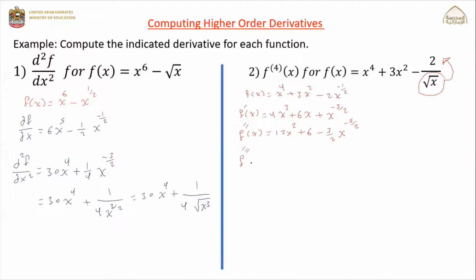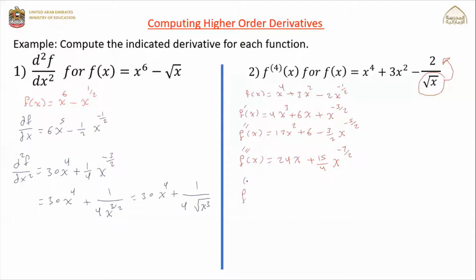What about the third derivative? 12x squared gives me 24x. The derivative of 6 is 0. Here, -5 over 2 times -3 over 2 will be 15 over 4. x to the power -5 over 2 minus 1 is -7 over 2.